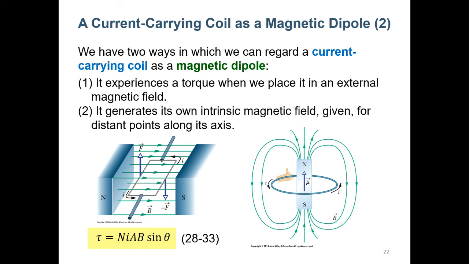I think in the last chapter we already mentioned that it will rotate using the Lorentz force related formula. You know that the force acting on the left wire points to the upper side, and the force acting on the right wire will point to the bottom, so it will rotate. And the torque is nothing but mu cross B.